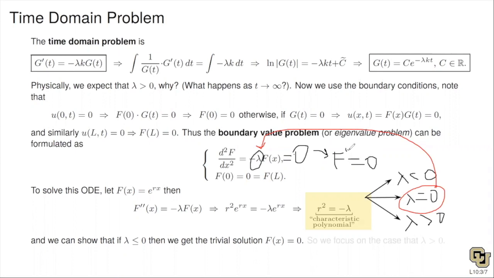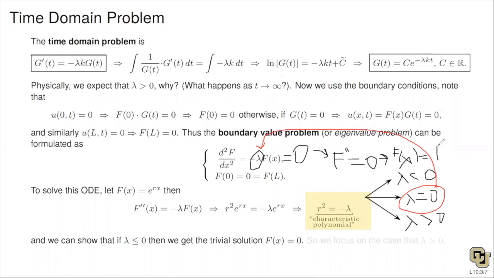I need another prime in there, hold on. F double prime, and now you integrate twice, right? First time you integrate, you get a constant, call it a. Second time you integrate, you get ax plus another constant. So here, I integrate twice, I get f of x equals ax plus b, okay?